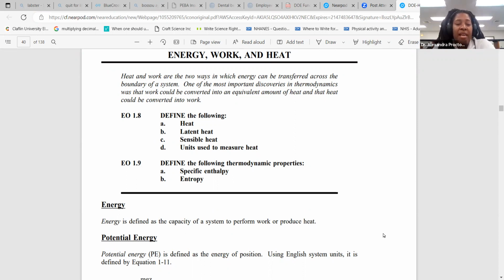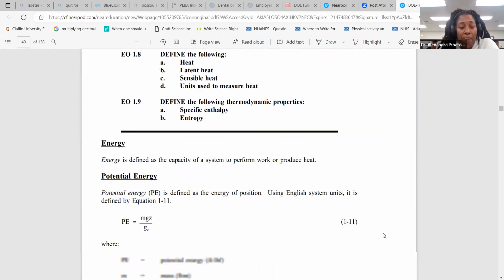So energy is the capacity to do work or produce heat. Energy is defined as the capacity of a system to do work or produce heat. And potential energy is the energy of position or stored energy. Potential energy is the energy of position or stored energy.